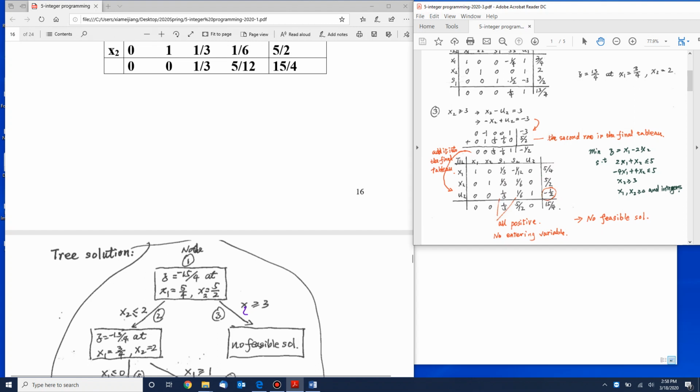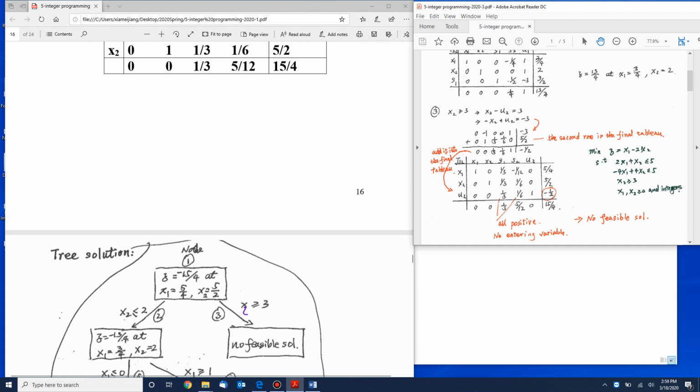Now, what we are going to do is go back to node 2, which is dangling there. At node 2, we have x2 as an integer, but x1 is 3/4, and x1 is the only one we want to be an integer.